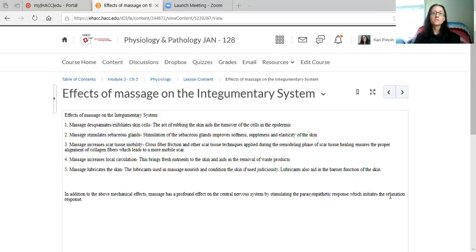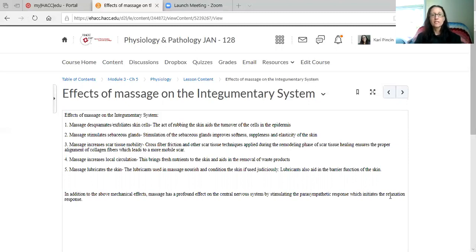All right, number two, massage stimulates sebaceous glands. Stimulation of the sebaceous glands improves softness, suppleness, and elasticity of the skin. Yes, so anytime you rub over the skin, you are stimulating the oil glands to produce more oil on their own. But then, of course, you are also adding lubricants and unguents. In my practice, I only use oil. I don't use lotion or cream. So the oil that I use actually soaks into their skin and improves softness and suppleness of the skin.